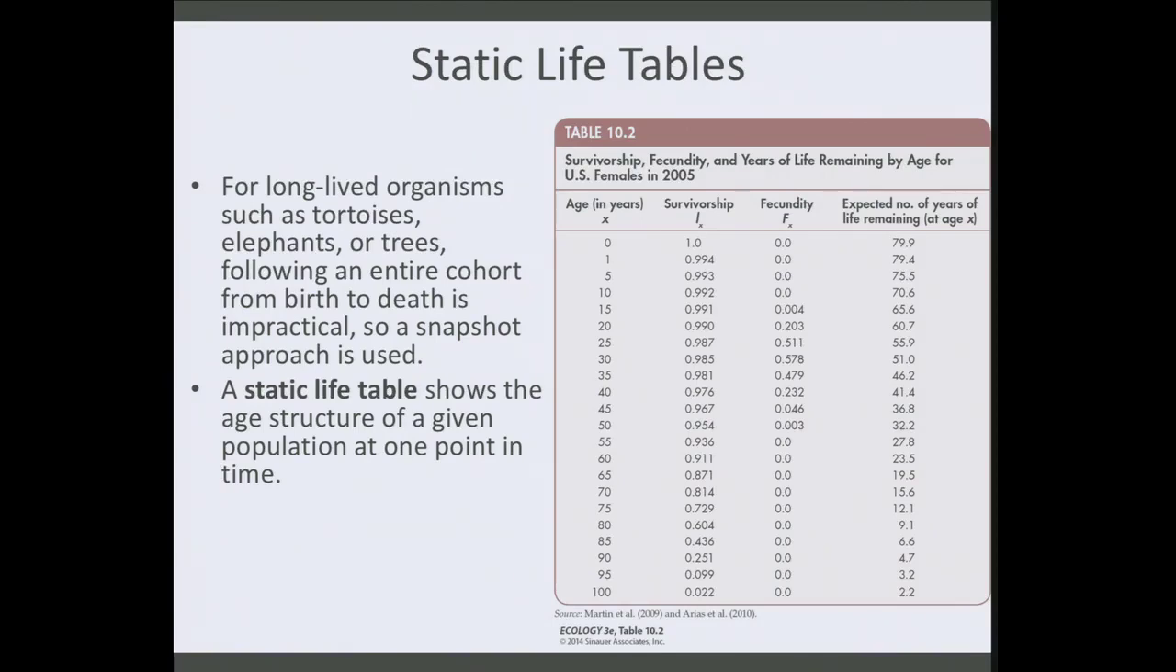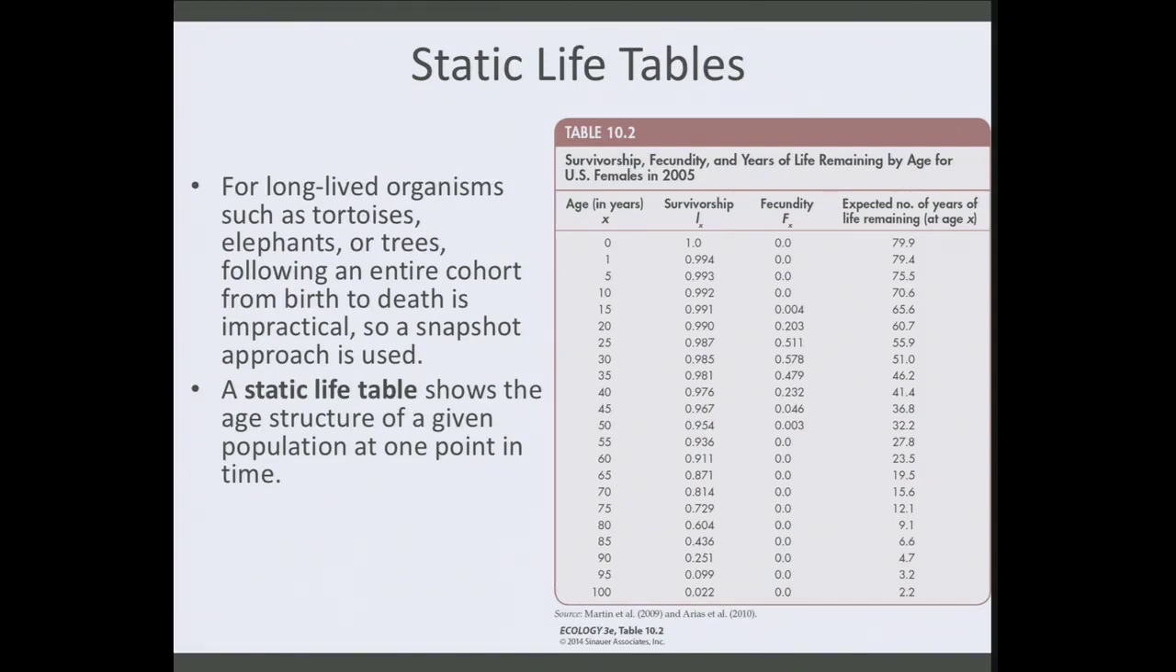So females that were 15 in 2005 had a 99.1% chance of living 5 more years, so living to the next age class. They, on average, had 0.004 children, so not very many kids at age 15, but there were some. And they could expect to live about 65.6 years.